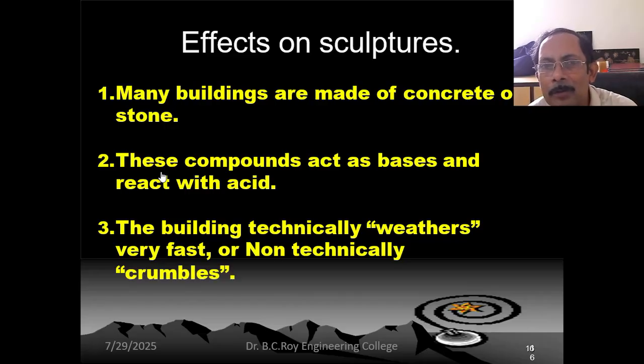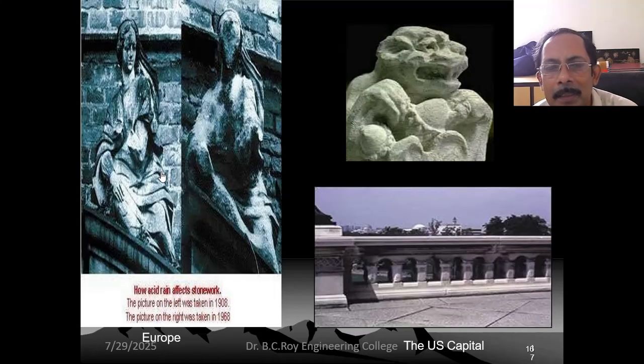Many buildings are made of concrete or stone. This compound acts as a base, reacts with acid, and the building technically undergoes weathering and it crumbles just like this. See how the acid is affecting the different stoneworks. Now, left hand structure and right hand structure, if you look here, this one was made in 1908 and in 1968 this particular stonework structure is becoming dull and the details of that artistic work are damaged.